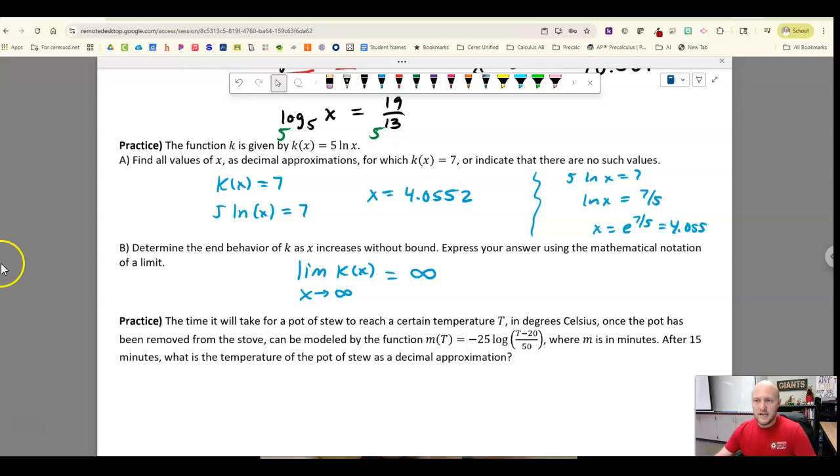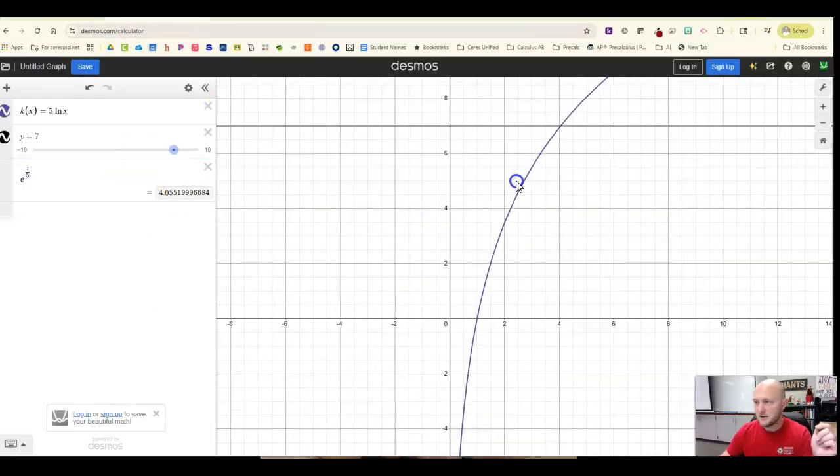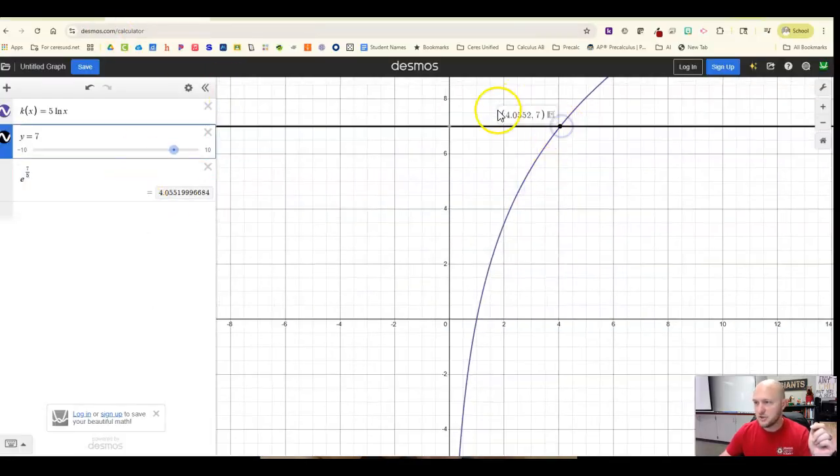Okay, let's look at this practice problem. Here I have k of x equal to 7. They define k as 5 natural log x. So I set them equal to each other and we graph, and then there is the intersection. We can see this here, that they intersect at this location, which is 4.055.